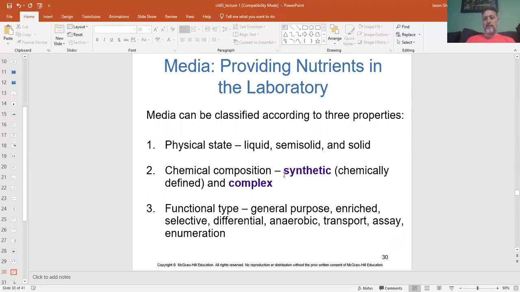Now, the composition of them, you have synthetic, and this means we know exactly what is in it and exactly how much is in it of something. Complex is, we're not 100% sure about something. An example of, well, we'll get to that in a moment.